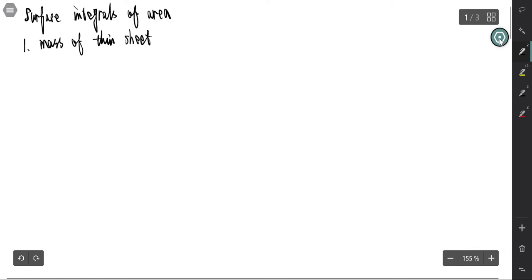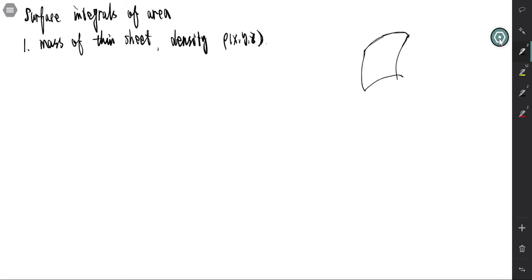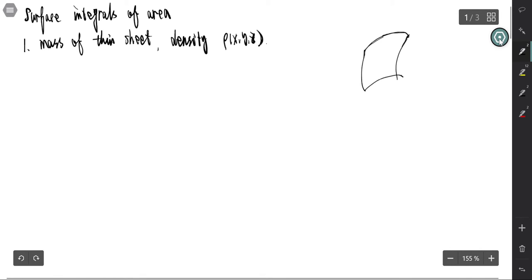If the thin sheet lies on a surface with density rho(x, y, z), that means the density changes from point to point. So we cannot use the formula that the mass is the area times the density, because the density is changing from point to point. So how do we find the mass of this thin sheet?